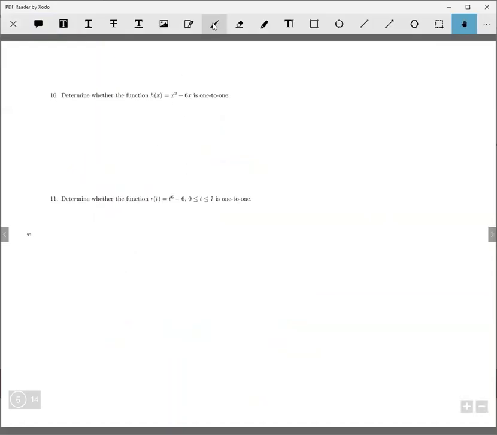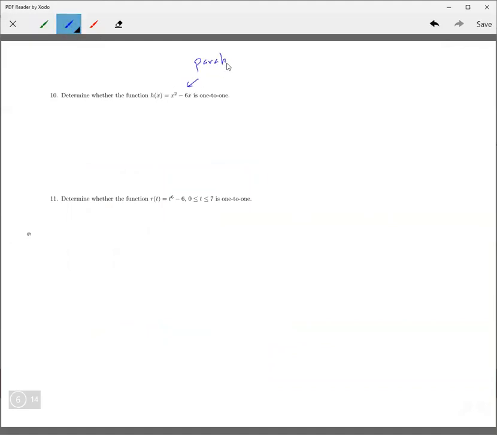Number 9. Okay, this is going to be a parabola that opens up. So it won't satisfy the horizontal line test. So this is not one-to-one.